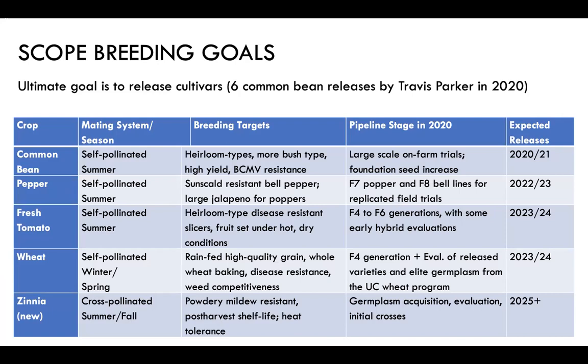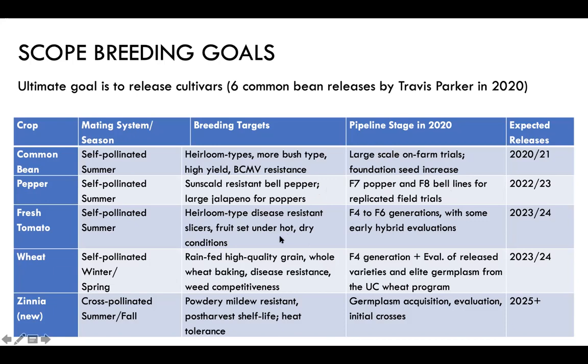The crops that we have going forward represent self-pollinated and cross-pollinated crops, both summer and different seasons as well. The Common Bean project is winding down since we've done what we wanted to do, heirloom varieties with resistance to BCMV. The pepper project I mentioned, we also have a bell pepper project as well. These are moving toward release, hopefully in a couple years. And then we'll make a decision on whether to continue with peppers or not.